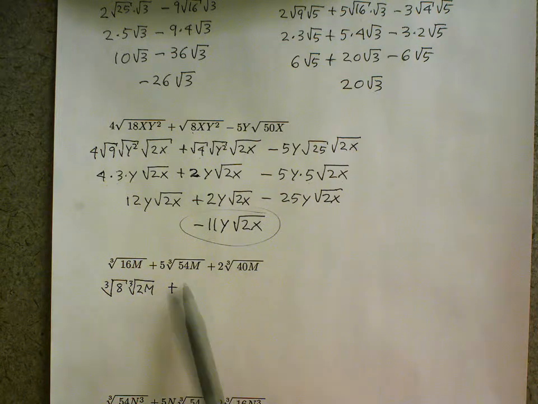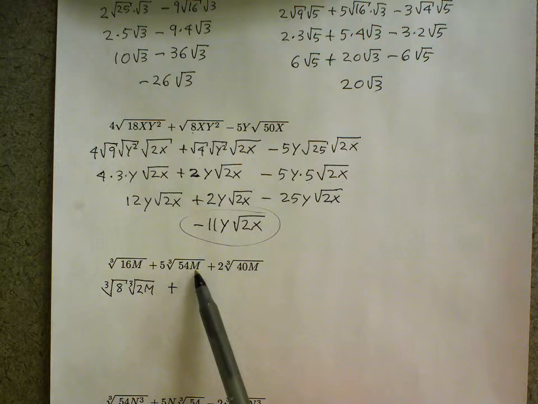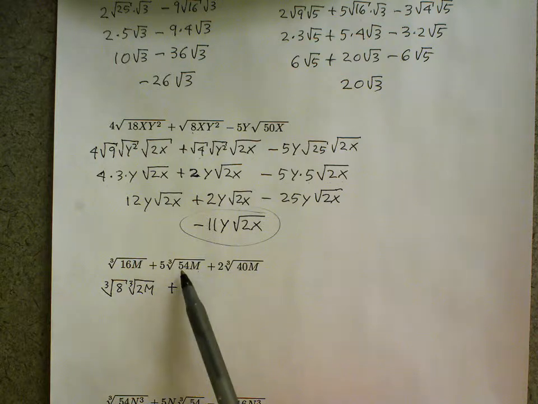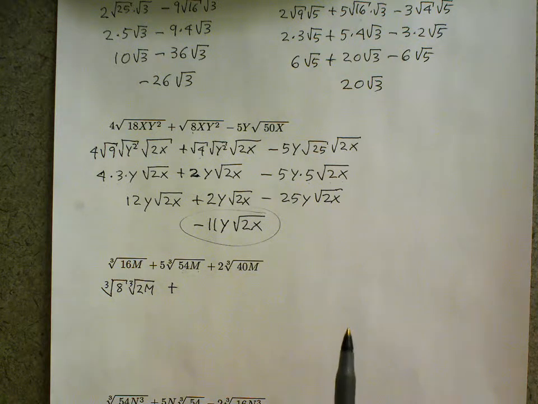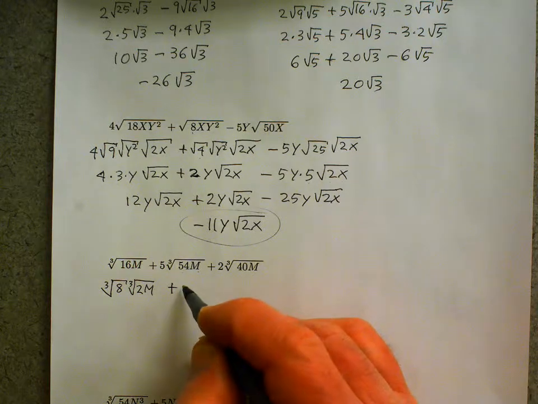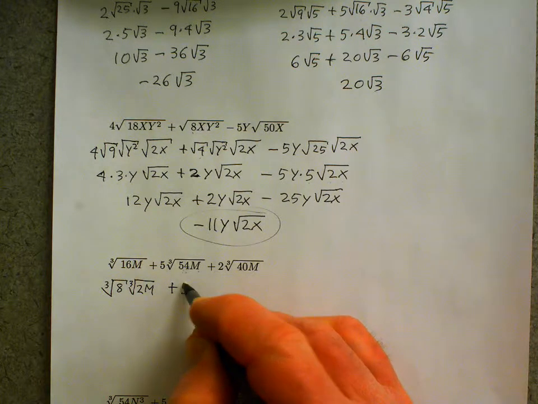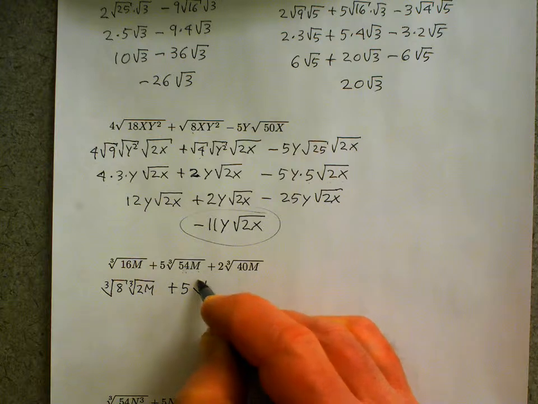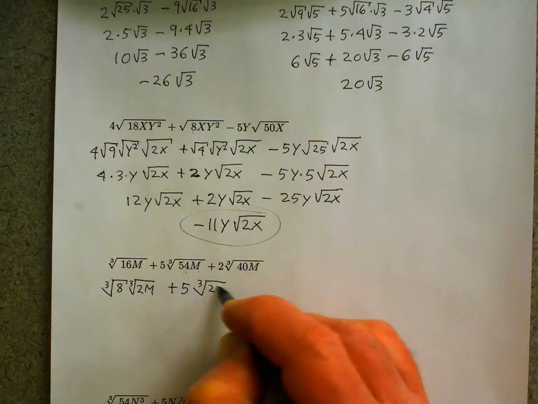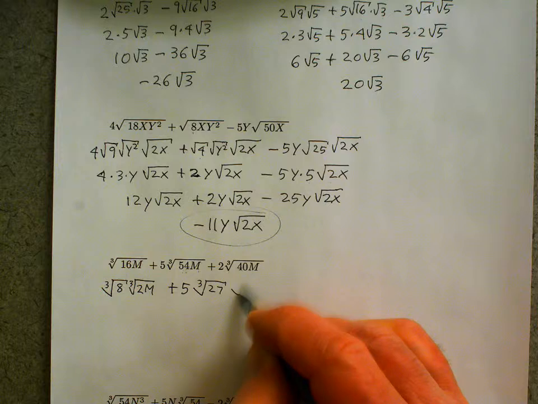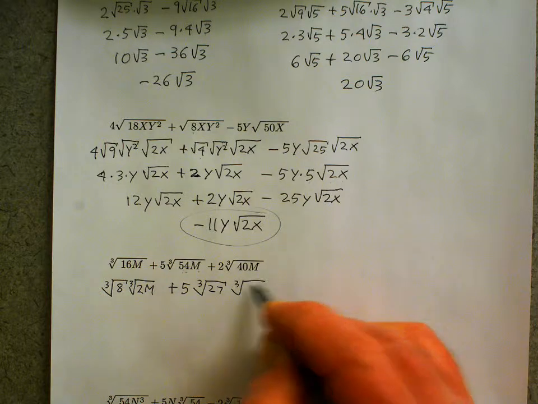Okay, then the middle term, inside the cube root, we have 54m. The largest factor of 54 that's a perfect cube is 27. 3 to the third is 27. And 27 times 2 is 54. So we rewrite this as 5 times the cube root of 27 times the cube root of 2m.